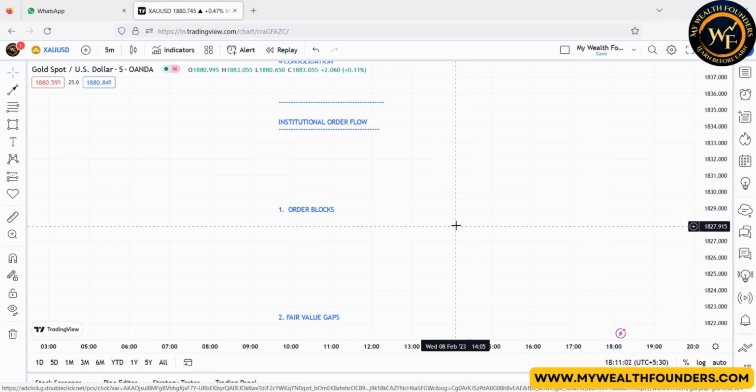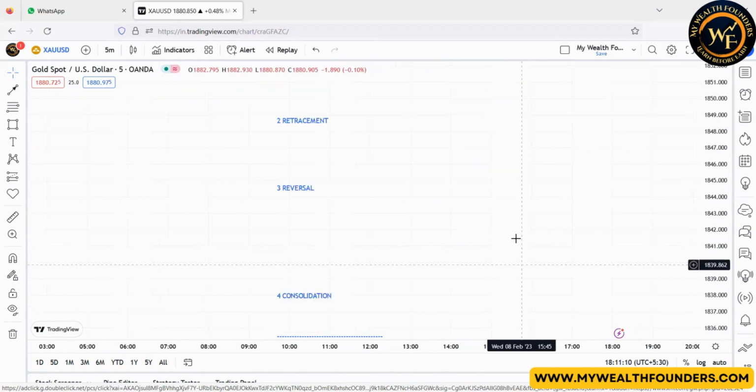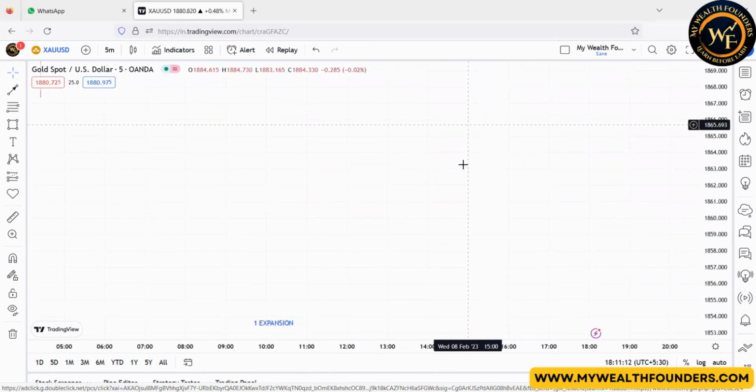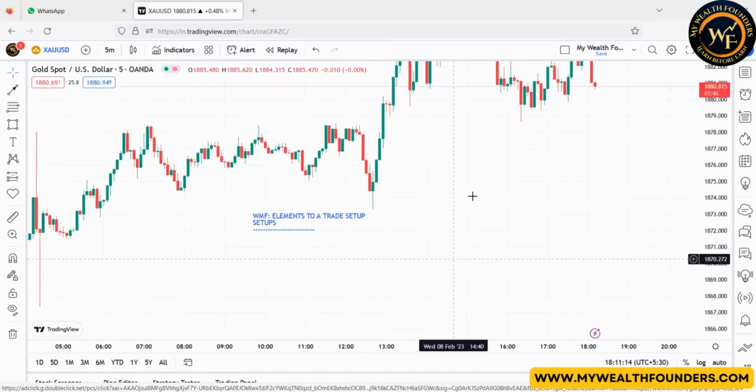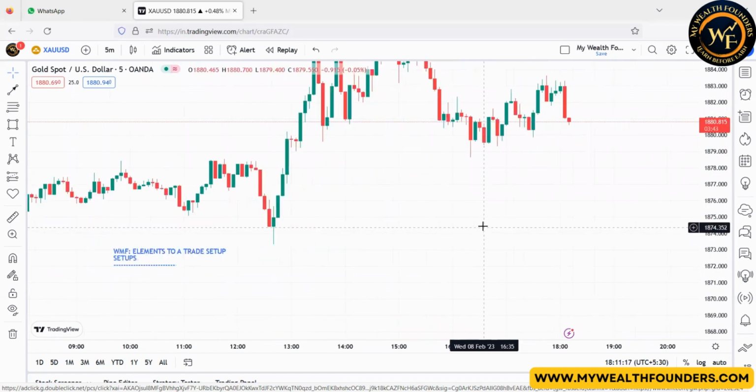Fine. Next time I'll bring one more video about order blocks. After that, I'll cover fair value gaps. Okay. So today I'll tell you some basic things about fair value gaps because these things are very important for our intraday setups. So what is the fair value gap?